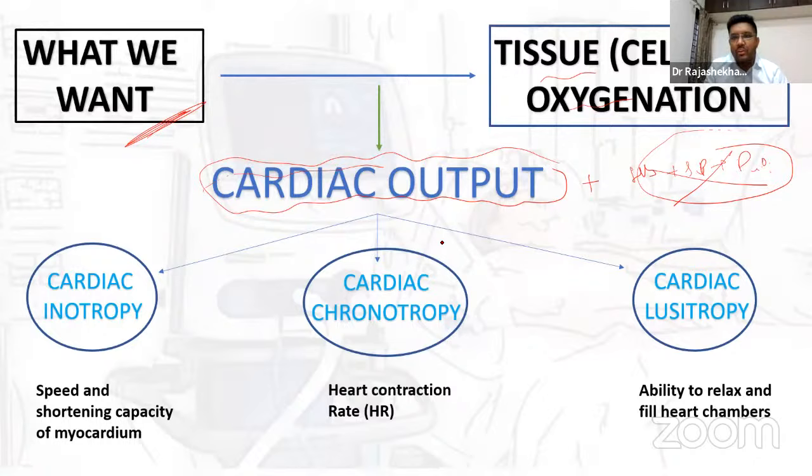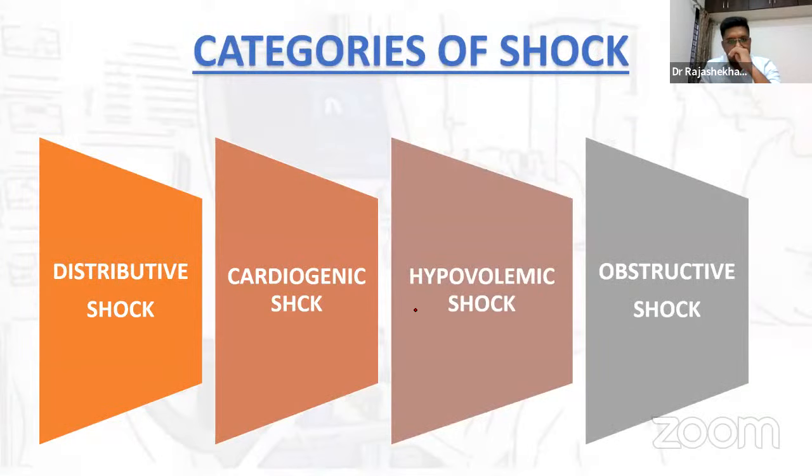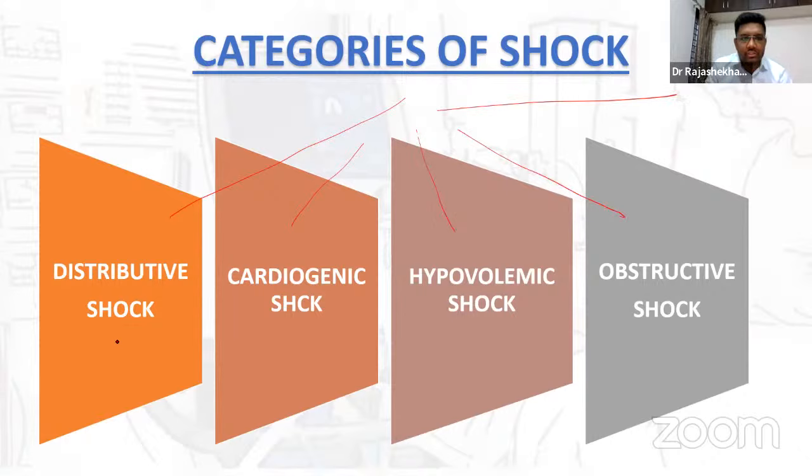This cardiac output is basically determined by three important things that you might have studied in your physiology, that is cardiac inotropy, cardiac chronotropy, and cardiac lusitropy. So any abnormality in these three can cause a shock. How you classify shock is interesting. Shock is basically classified into four or five varieties. One is the distributive kind of shock, another is cardiogenic shock, hypovolemic shock, and obstructive shock. Another variety is mixed shock.